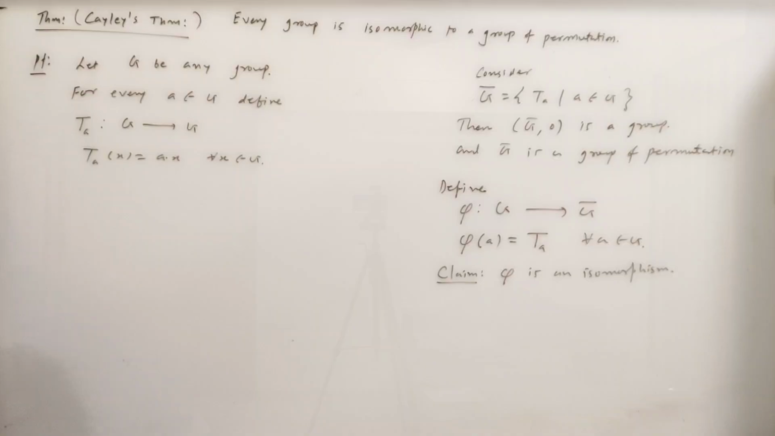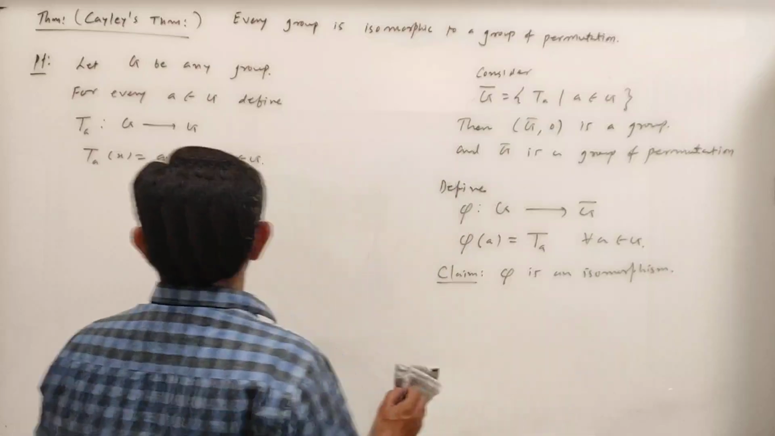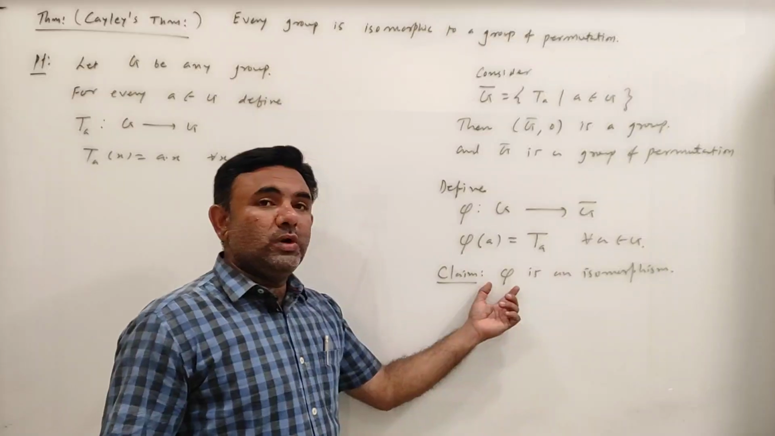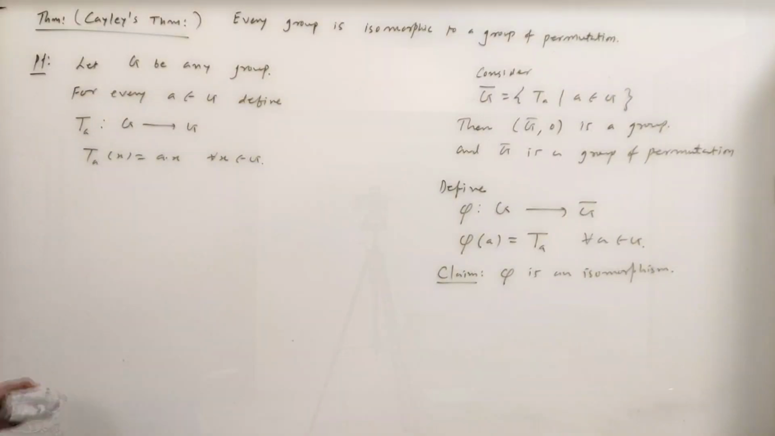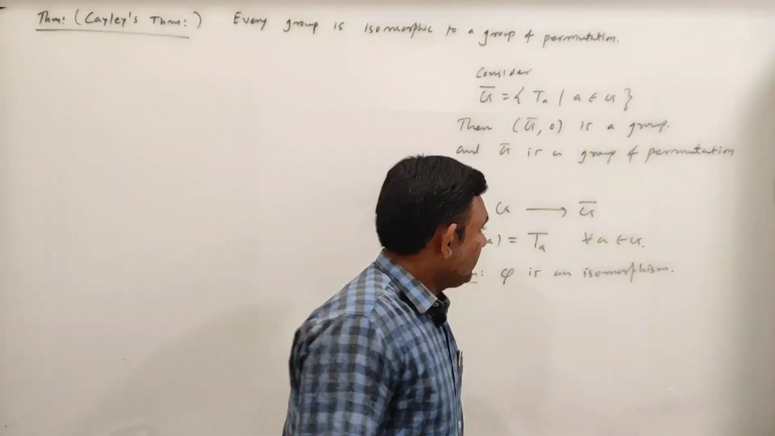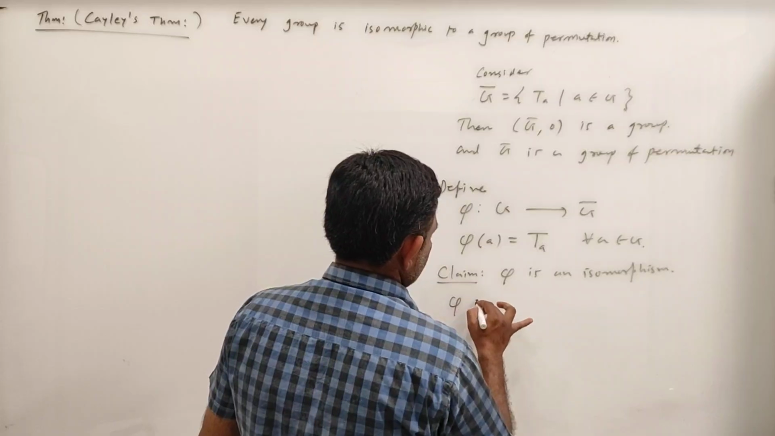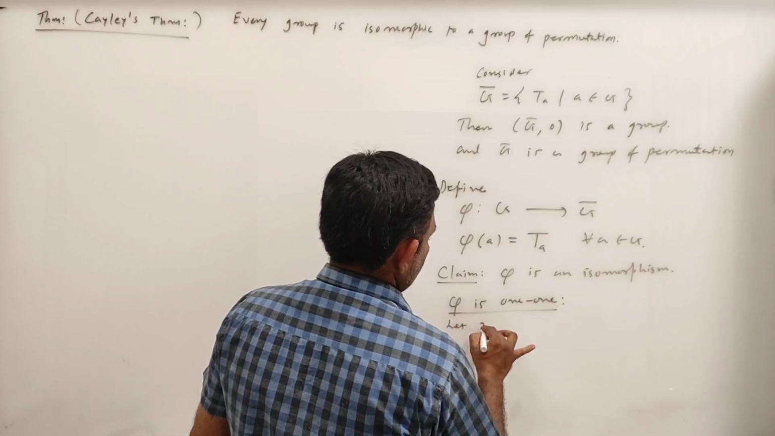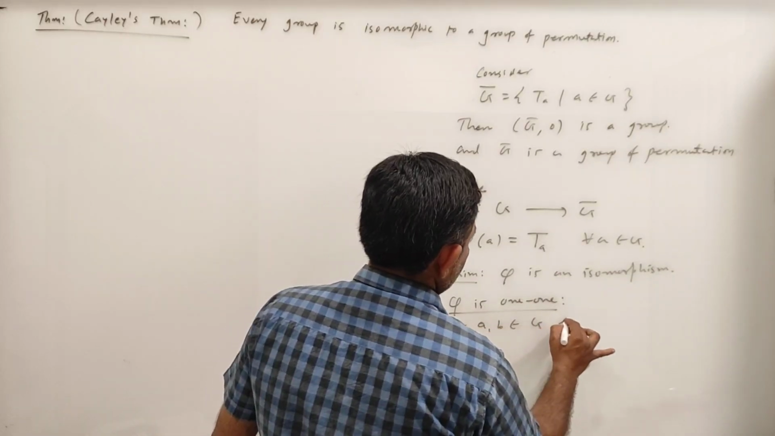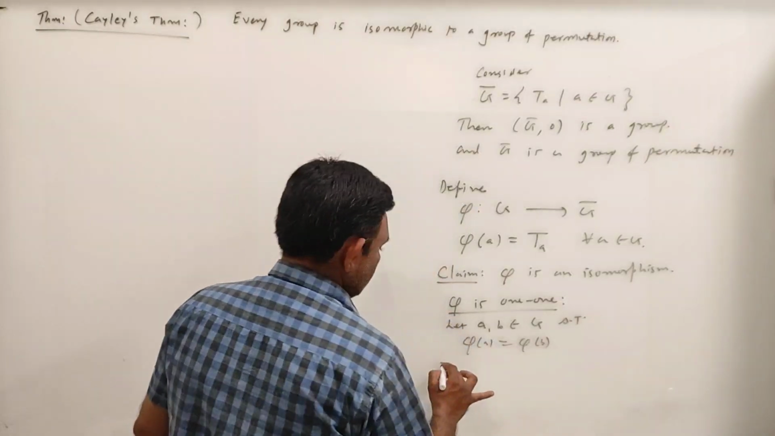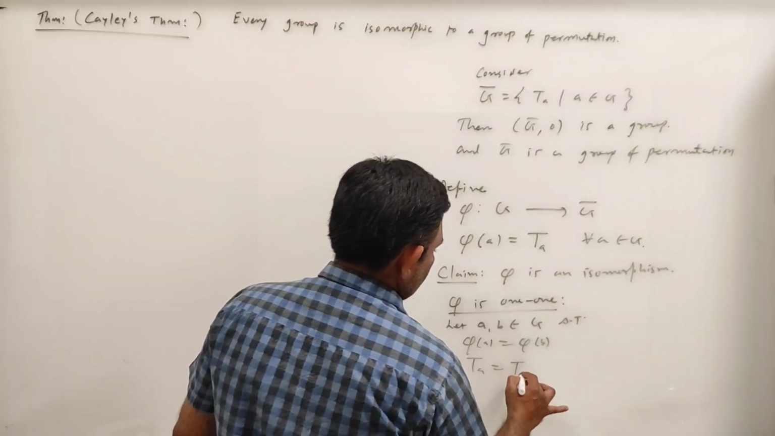ये जो मेरा phi है वो isomorphism होगा. So let us prove how it is an isomorphism. For that, I have to show that phi is 1-1, onto and preserves composition. So let me remove this also. So first, phi is 1-1. Let A and B belong to G such that phi A is equal to phi B. So it means TA is equal to TB.